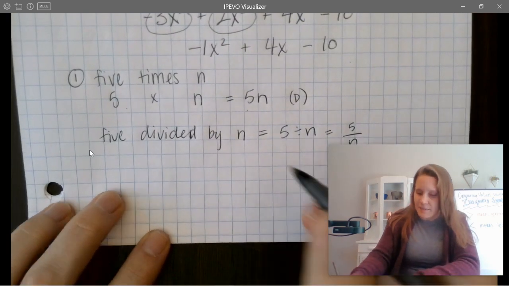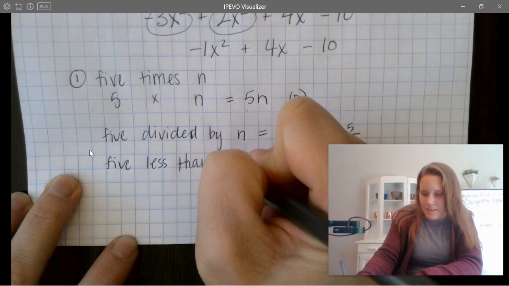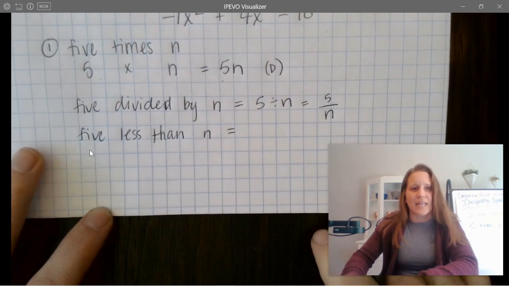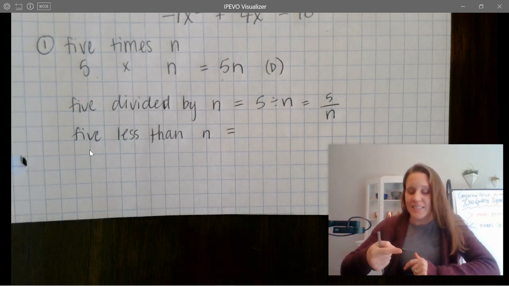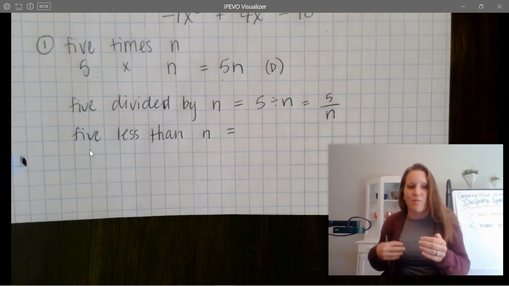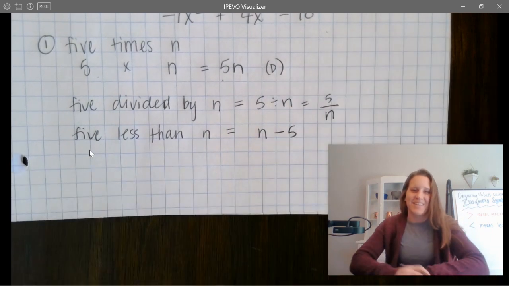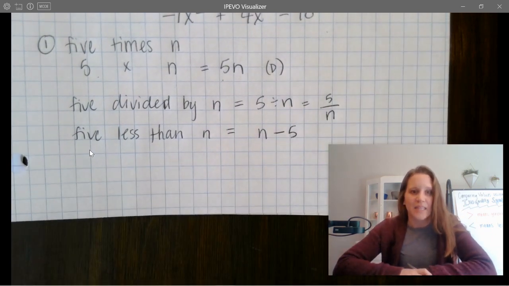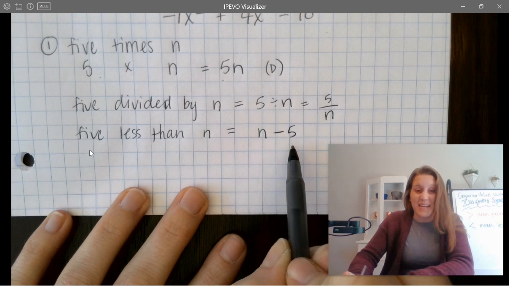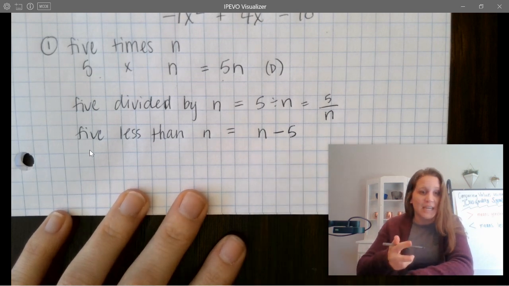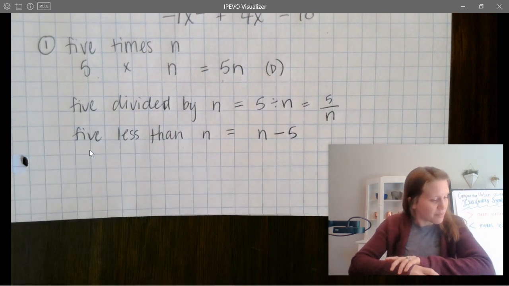What if it said 5 less than n? What would you write if it said 5 less than n? 5 less than n is n take away 5. So when I see 5 less than n, I write n minus 5. Okay. Common mistake here is to accidentally swap the order here and say 5 minus n. 5 minus n would be n less than 5. So be really careful when subtraction, if you're given in this language, you've got to switch the order up. So don't get tricked in your independent practice today.